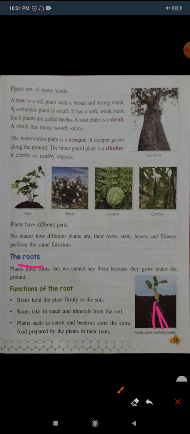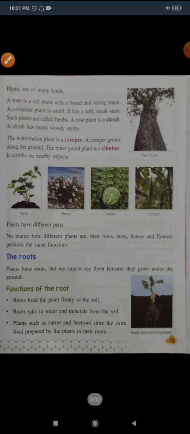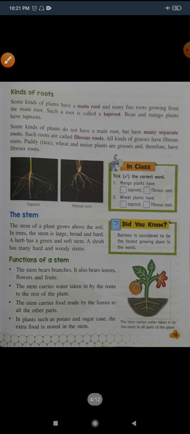Okay, and that's why it is called root, that we can't see by our eyes. Now there are two kinds of root. After that I'll discuss its function also, but first I'll explain the types of root. So there are two kinds of root. The first is taproot, and the second is fibrous root.